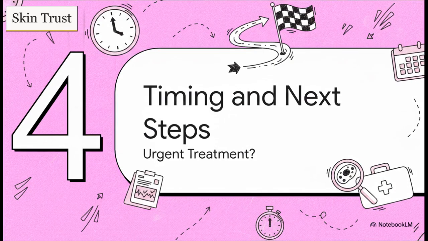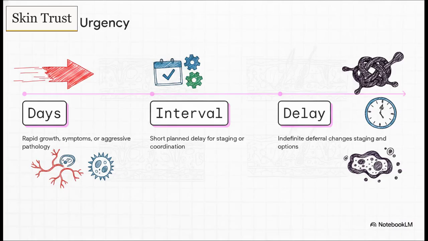Let's wrap up with Section 4, timing and next steps. How urgent is treatment? Most skin cancers obviously require timely treatment, but that urgency is totally risk-calibrated. If there's rapid growth, neurologic symptoms like numbness, or highly aggressive pathology, the timeline is accelerated to a matter of days. However, a smart, short plan interval used to obtain deeper pathology, coordinate staging, or assemble the right clinical team for a low-risk tumor is perfectly reasonable.